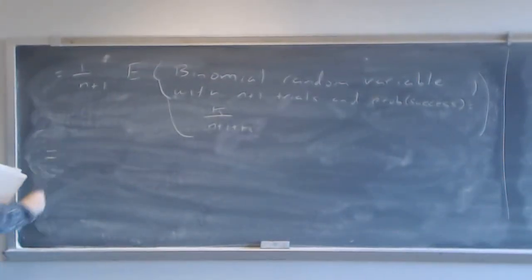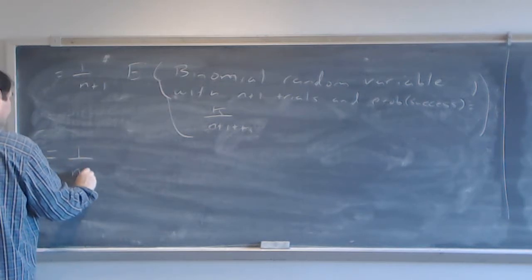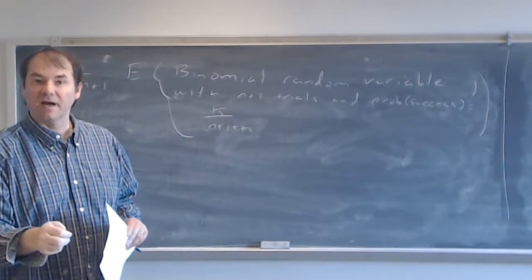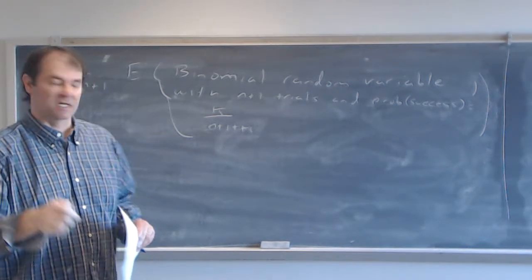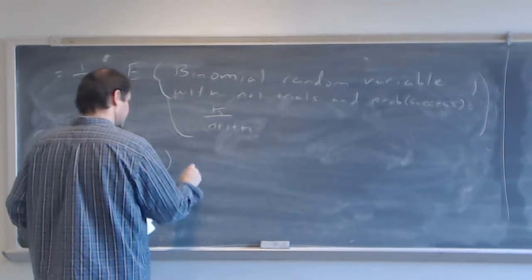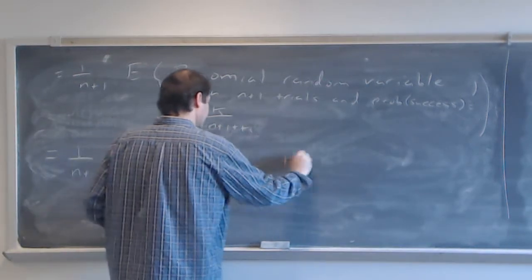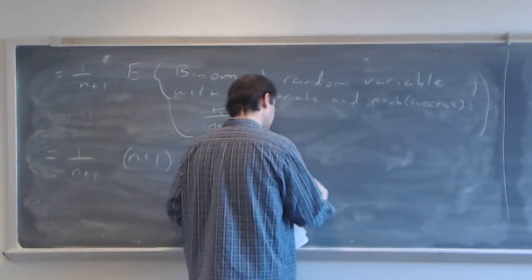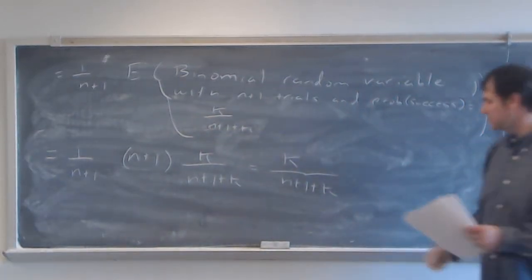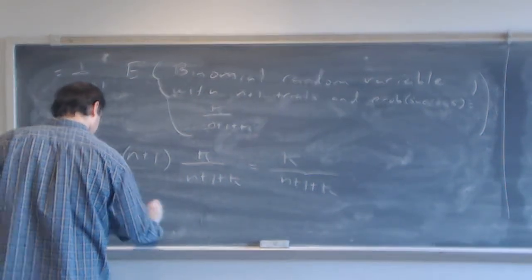Okay? Which is equal to 1 over n plus 1. All right, what is the expected value of the binomial random variable? It's the number of trials times the chance of success. So this will be n plus 1, that's the number of trials, times the chance of success, k over n plus 1 plus k, which equals k over n plus 1 plus k. And that is what we wanted to show in the case where r is equal to n plus 1. So the statement is true, that's the lemma.